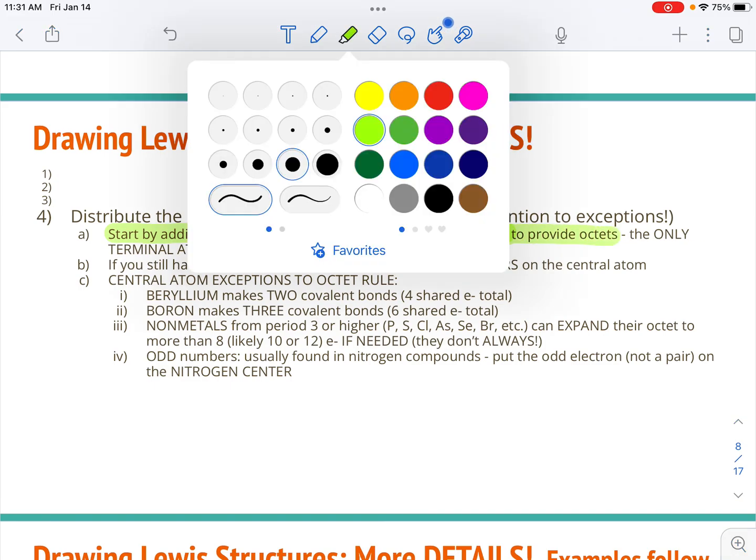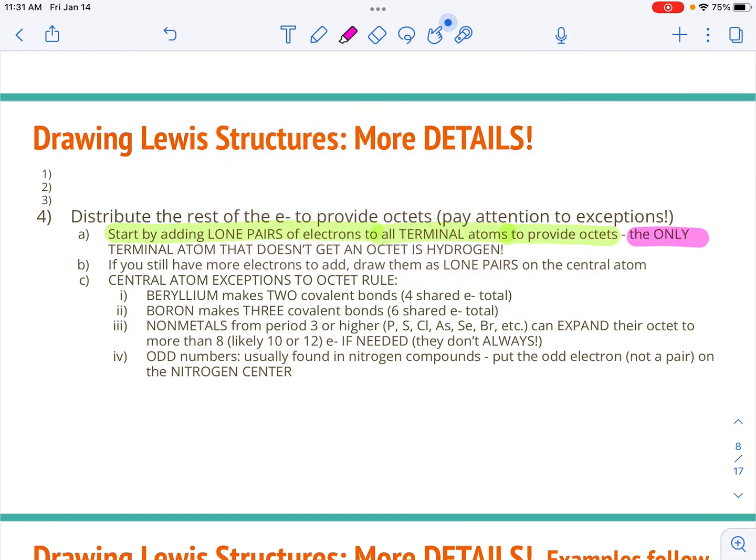Please remember that the only terminal atom that does not get an octet is hydrogen. Hydrogen has only one energy level. Hydrogen can share only one other electron. It doesn't have space for more, so hydrogen will have one bond and that's it. No dots, no unshared electrons, never multiple bonds.